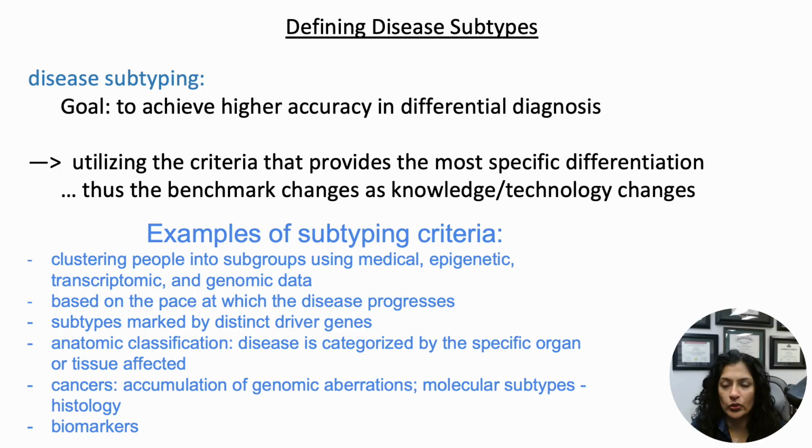Now, why do we need to go through all this? Essentially, what we want to do is achieve higher accuracy and enhance the way we generate differential diagnoses. It's also a great way to align criteria with new knowledge. Subtyping can be based on different parameters such as genomic, transcriptomic, or epigenetic data, how the disease progresses, which organs are involved, as well as the different biomarkers that we might use to identify the diseases.